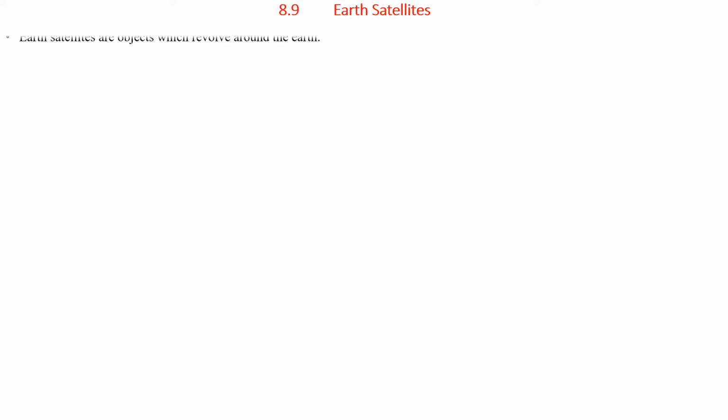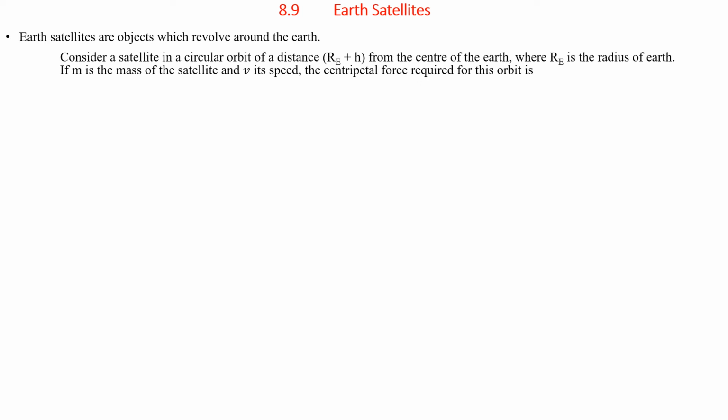Earth satellites. Earth satellites are the objects which revolve around the Earth. Consider a satellite in the circular orbit at a distance of Re plus h, where Re is the radius of the Earth and h is the height of the satellite from the surface of the Earth. If m is the mass of satellite and v is its speed, then the centripetal force required for this orbit is given by the relation F centripetal is equal to mv square by Re plus h. Let it be equation 1.